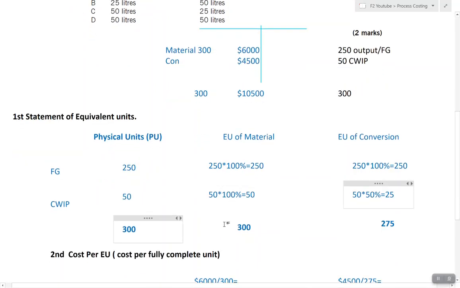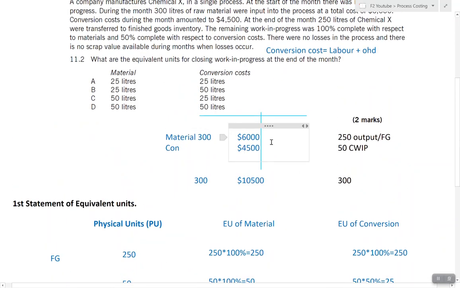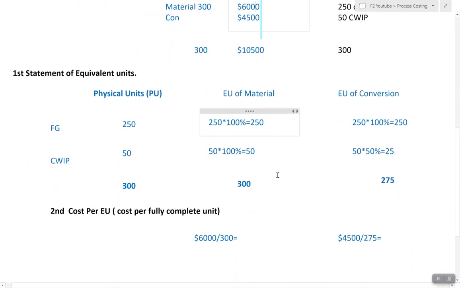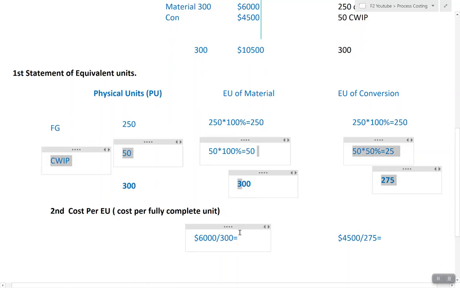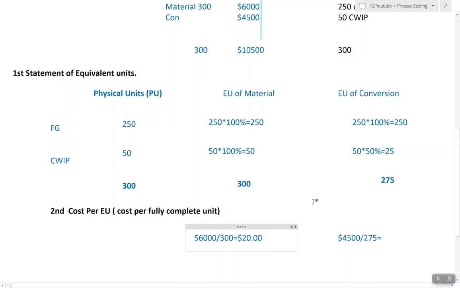So we have physically 300 units, 300 equivalent units for material, and 275 equivalent units for conversion. Now we take the cost and divide it by equivalent units. We have 6,000 material cost, equivalent units are 300, so we have 20 cost per equivalent unit. We have 4,500 conversion cost, 275 units, and we have 16.36 cost per equivalent unit.